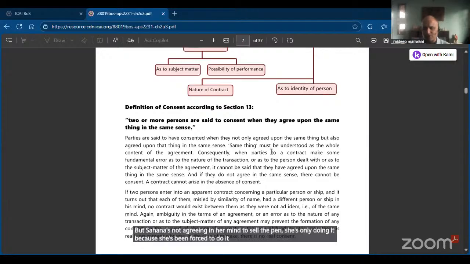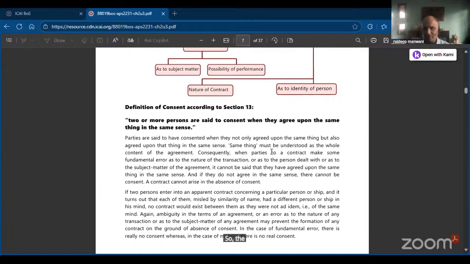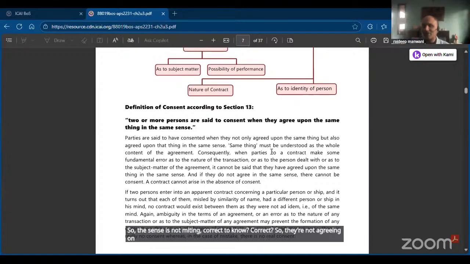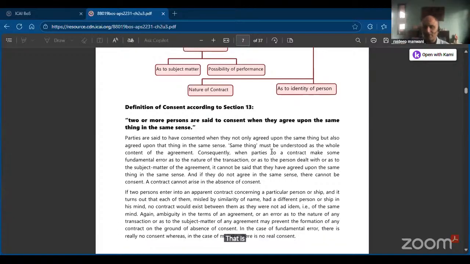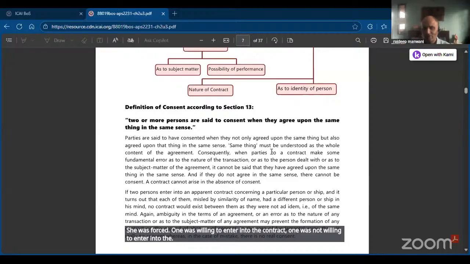She's only doing it because she's been forced to do it. So the sense is not meeting, correct or no? Correct? Yes. So they are not agreeing on the same thing. That is the subject matter of the contract is not same. Same sense, we'll discuss the various things which are not same sense, but here the same sense, she was forced. One was willing to enter into the contract, one was not willing to enter into the contract.